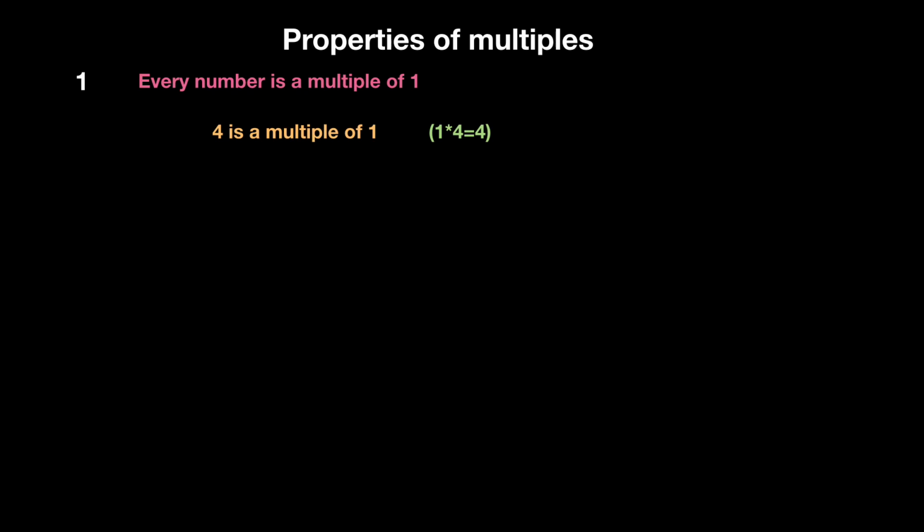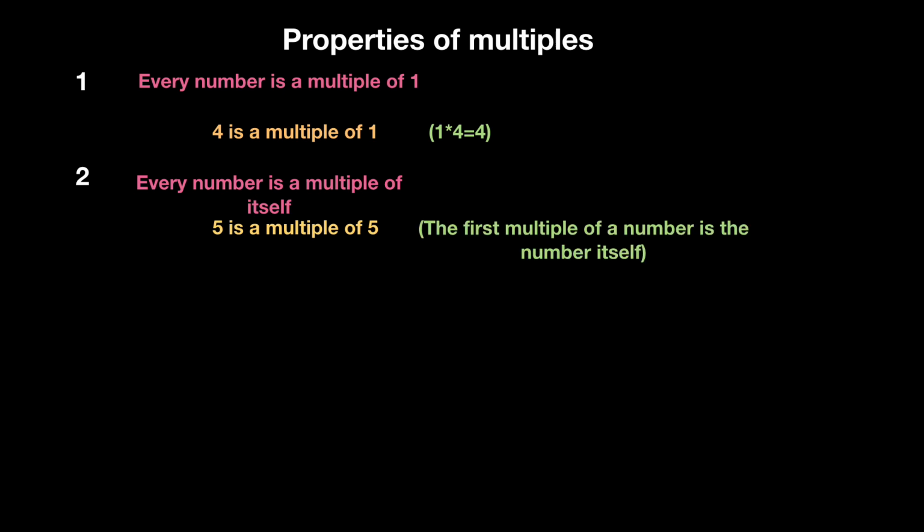Next property is every number is a multiple of itself. For example, 5 is a multiple of 5. The first multiple of a given number is the number itself. The first multiple of 100 is 100. The first multiple of 1000 is 1000, like that. Next property is 0 is a multiple of every number. If we multiply 0 with a number, we will get 0 as a multiple.